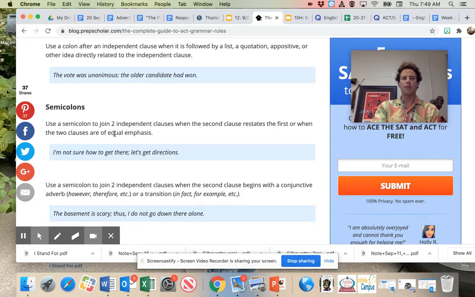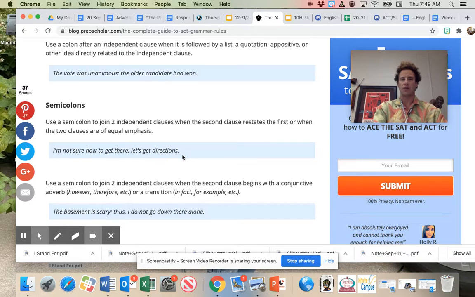Use a semicolon to join two independent clauses when the second clause relates to the first and when the two clauses are of equal emphasis. So let's take a look. I'm not sure how to get there; let's get directions. So it's all about getting directions, and well, both of those ideas are very important.